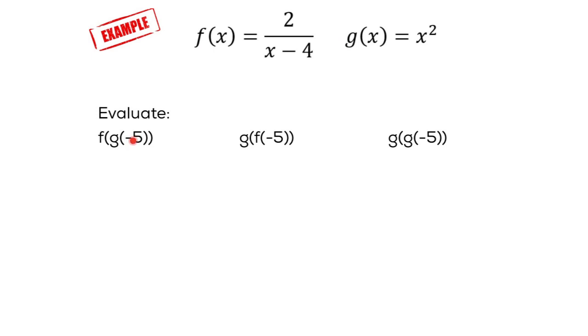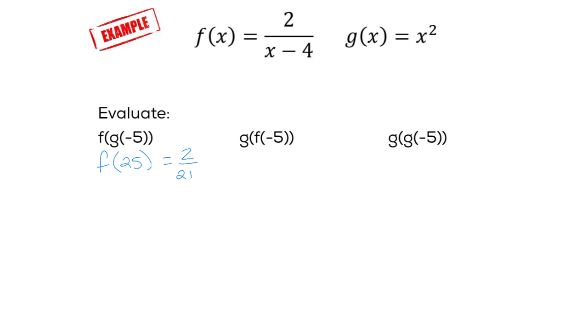So let's practice this a little bit. This means that I'm going to put -5 into the g function first. So putting -5 right here, squaring it, gets me a 25. So if g of -5 is 25, then I put 25 in place of it. And now I'm going to do f of 25. So you can see that if you put a 25 right here, minus 4, you're going to end up with 2 over 21.